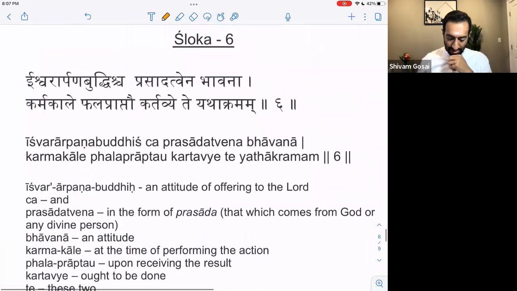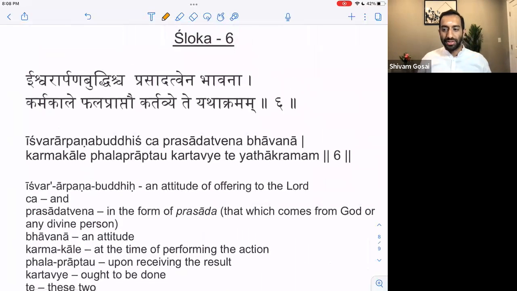Let's just chant this and then we'll finish. Ishwararpana buddhischa prasadatvena bhavana karma kale phala prapto kartavyete yathakramam. So we'll pick up here. There are some questions about prapti and arpana. We can talk about those in the next class, and also see yathakramam.